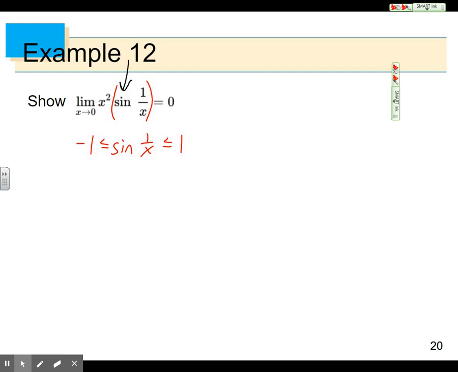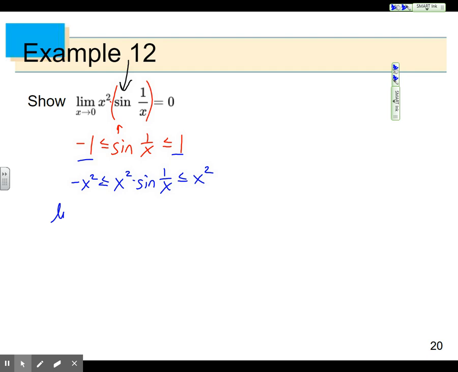Now, my goal is to make this middle look like the top. And so, as you can see, all I need to do is multiply everything by x squared. If I multiply the -1 by x squared, I get -x squared. If I multiply this middle by x squared, I get x squared times sine of 1 over x. If I multiply the 1 by x squared, I get x squared. So here's where the squeeze comes in. This always has to be true because of the way that the sine function works.